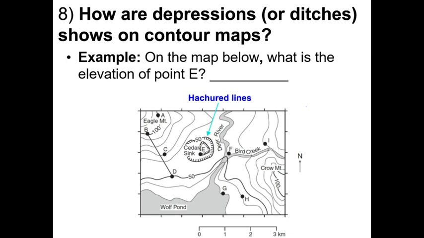On the map below, what is the elevation of point E? We're going to walk you through this process as an example. Now, the outer hatched line shows 50. But remember that the contour interval for this map is 10 meters. So if this is 50, we're going to go down 10, and E would be 40 meters.